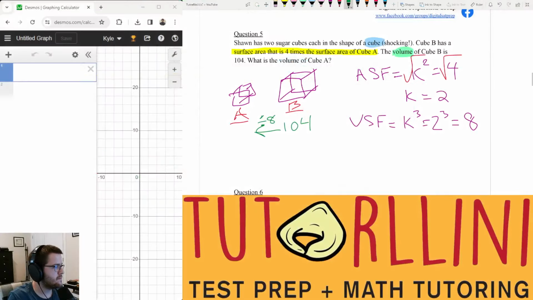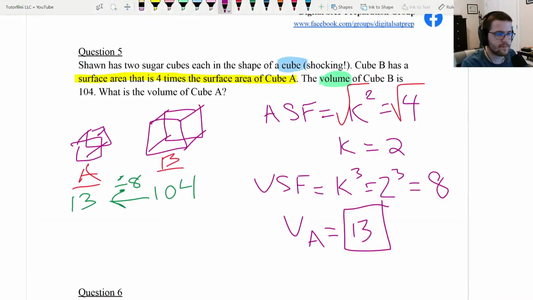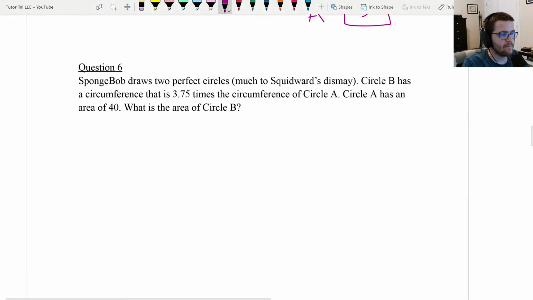Let's go back over here. 104 divided by 8, and I get 13. So this guy is 13. So the volume of cube A is 13, and that is our answer. Great, let's move on to question 6.